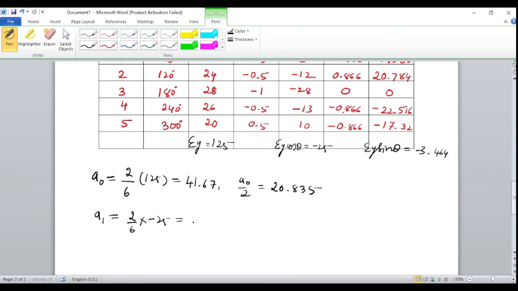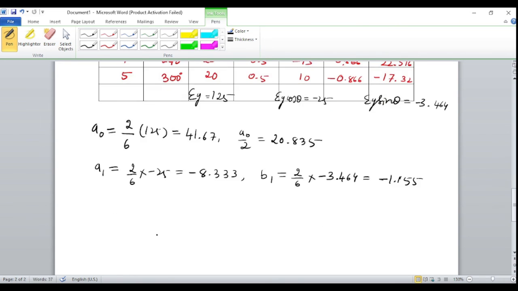Similarly, a1 is equal to 2 by 6 into the summation of y cos theta, minus 25, which is equal to minus 8.333. And b1 is equal to 2 by 6 into the summation of y sin theta, minus 3.464, which is approximately minus 1.155.